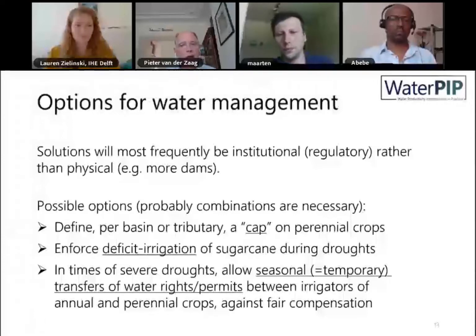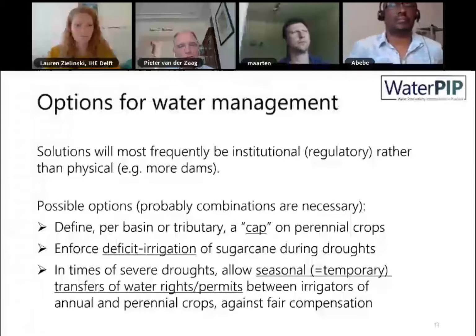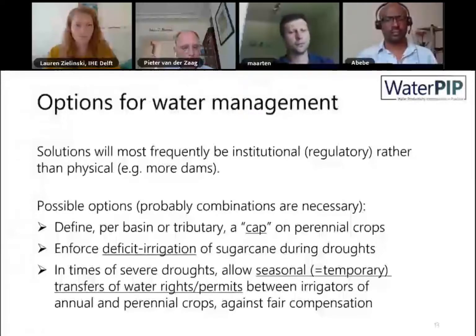So possible options for the basin manager: define a cap on the acreage of perennial crops allowed vis-à-vis the annual crops. Enforce deficit irrigation of sugarcane during droughts. And in times of severe droughts, allow seasonal transfers of water permits between irrigators of annual and irrigators of perennial crops, meaning that the perennial crop owners will pay a compensation to the annual crop growers to say, okay, forgo 1 year's or 1 season's crop, and I will give you so much money so that I can use your water permit.